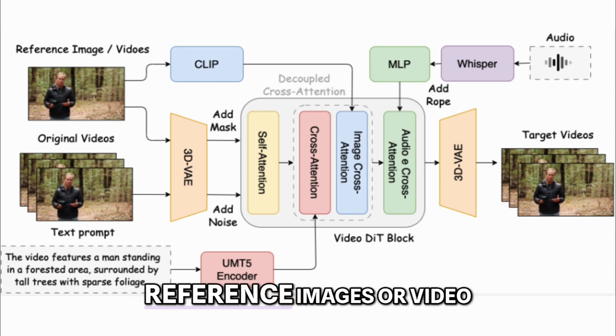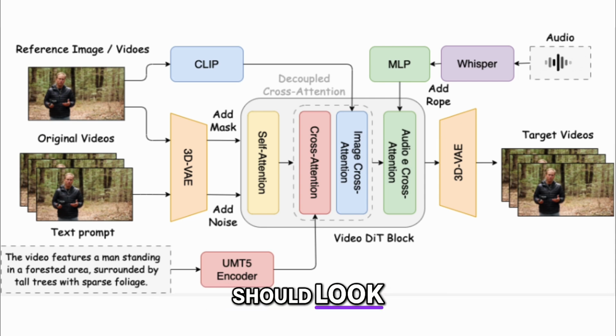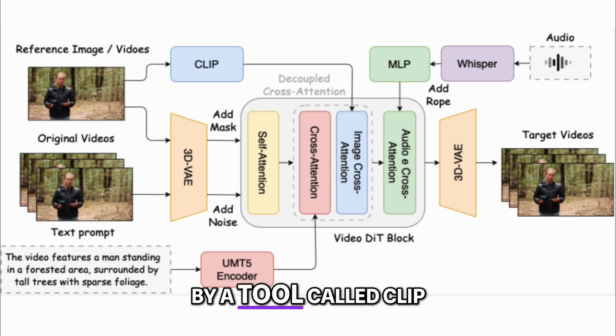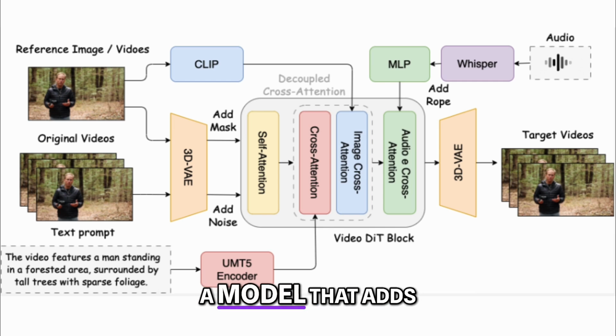It starts by taking reference images or video clips to understand how the person or scene should look. These visuals are processed by a tool called CLIP, while the original video frames are passed through a model that adds some noise to help the AI learn better.